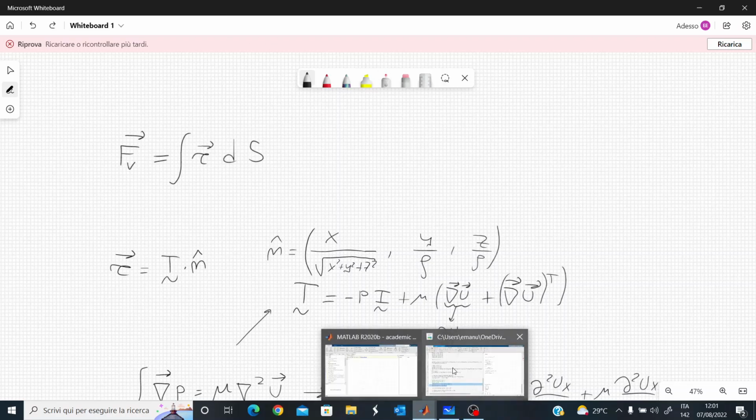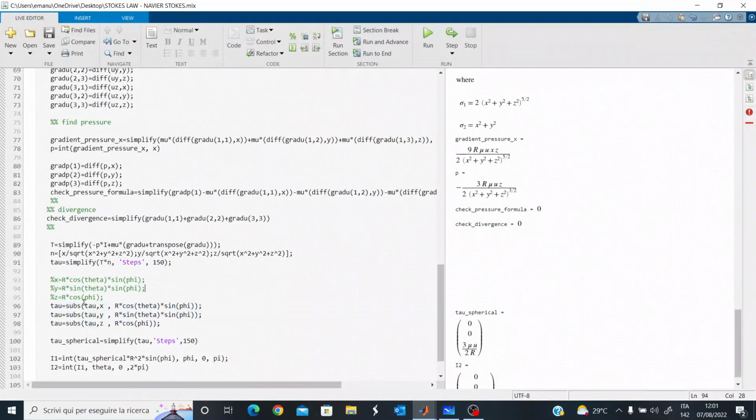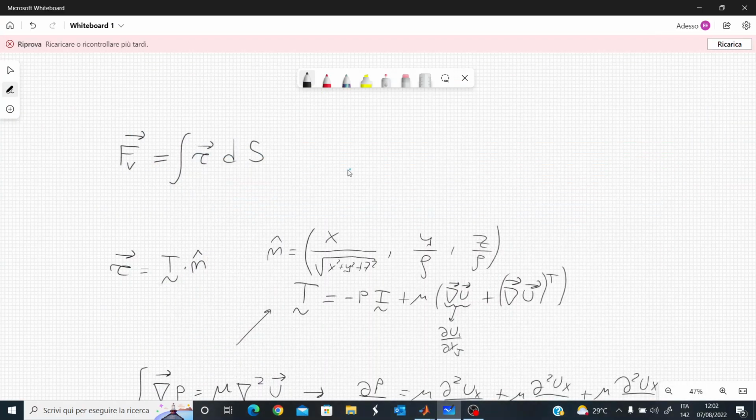So if I use spherical coordinates, I will substitute for x, r cosine theta sine phi, whereas for y, I will substitute r sine theta sine phi, and for z, I will substitute r cosine phi, where phi is a variable which ranges from 0 to pi, whereas theta is a variable which ranges from 0 to 2 pi. So theta is the variable on the xy plane, whereas phi is the angle with respect to the z-axis.